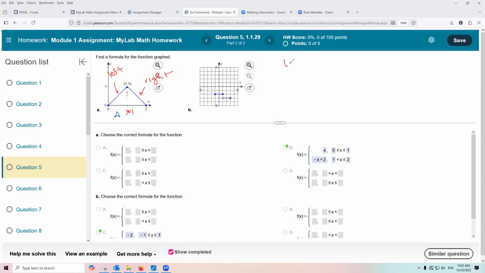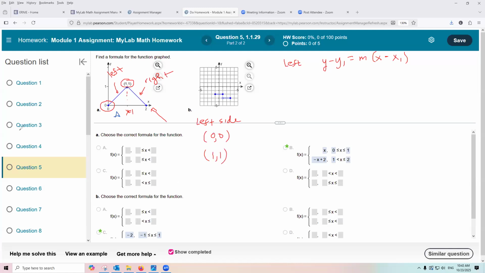For the left side graph, I'm going to write the equation of a line using the format y minus y1 equals m times x minus x1, because I can use this point 1, 1, and I can use this point 0, 0. So for this graph, there are 2 points for the left side. Again, I'm focusing on the left side of the graph right now. The 2 points are 0, 0, and 1, 1.